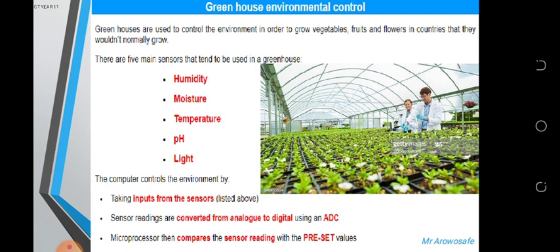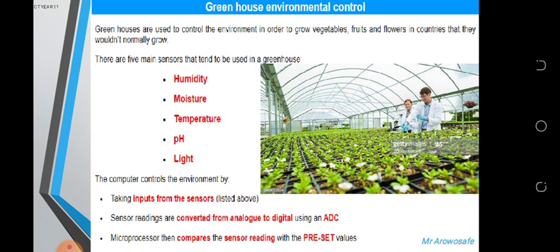Greenhouses are used to control the environment in order to grow vegetables, fruits, and flowers in countries where they wouldn't normally grow. So greenhouse environmental control is in the best position to help here.